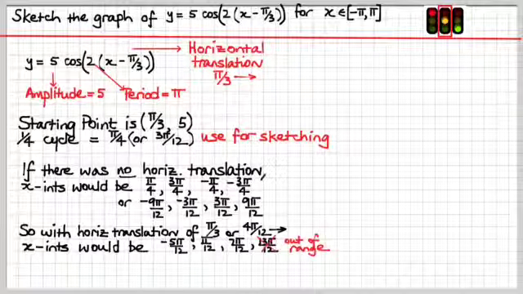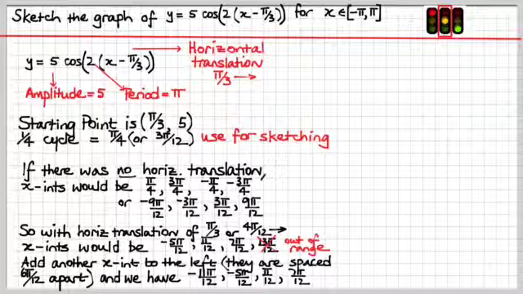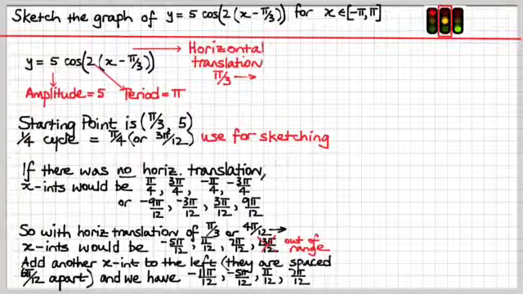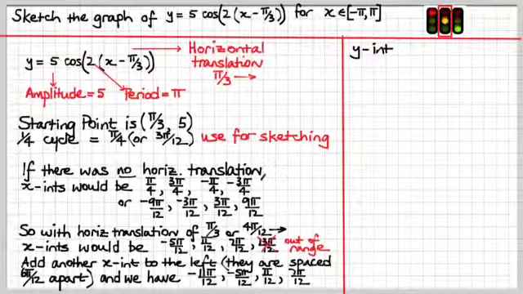Let's see if that's what I did. Yes, out of range, and yes, add another x-intercept to the left. They're spaced 6 pi on 12 apart, and therefore we've got those. Now that's pretty neat, don't you think? That's our x-intercepts, all done and dusted, guys. Not so bad, but it is tedious, isn't it?